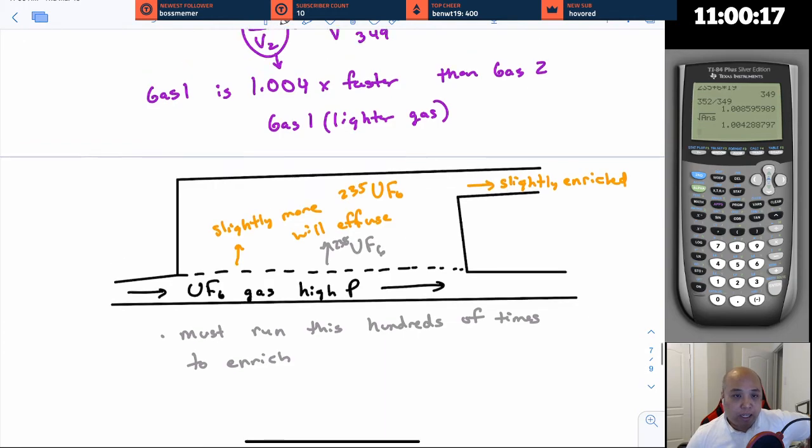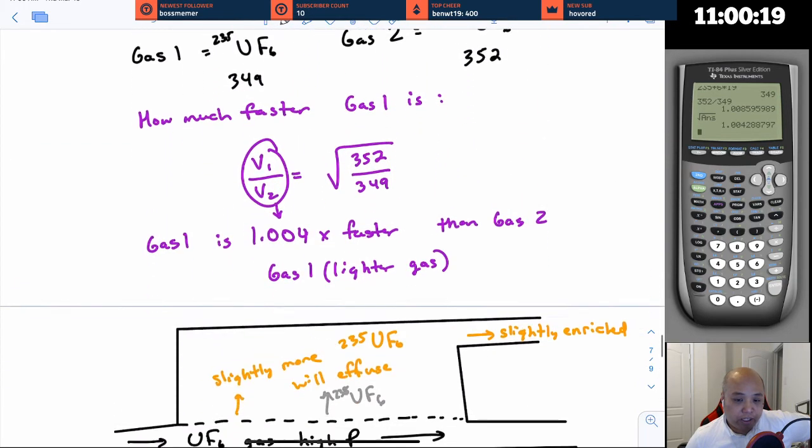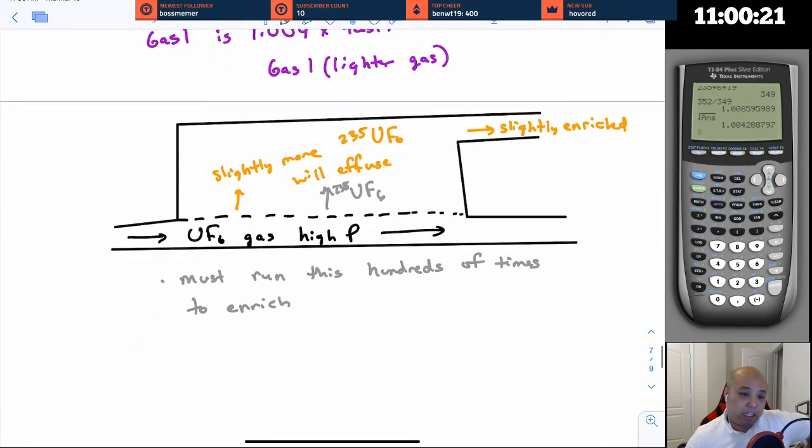So I would know how to calculate the comparison and rate, and I'd also understand kind of how generically this works, that we use the fact that it effuses faster to push it through a membrane.